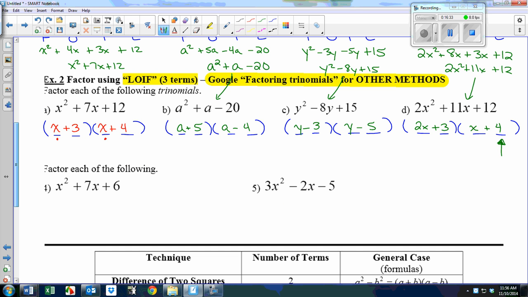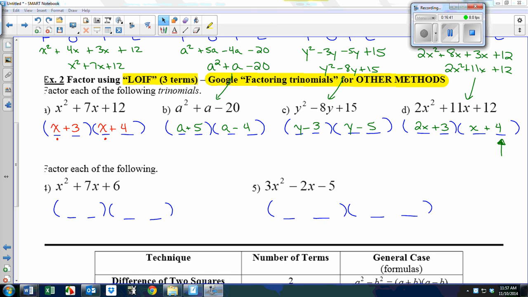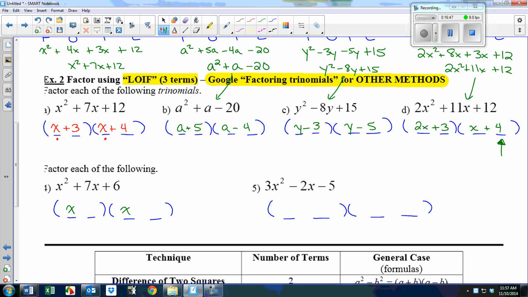You try too. Number 4 and number 5, I'll pause the video. Try them using the LOIF method. Okay, so I've got my empty parentheses. I'm thinking F, x and x. And now I'm thinking L. What multiplies to make 6, but adds to make 7? 6 and 1, so that one was an easy one. Positive 6 and positive 1, perfect.